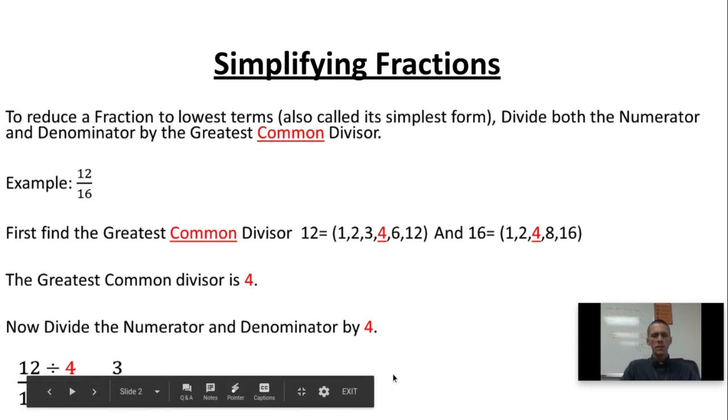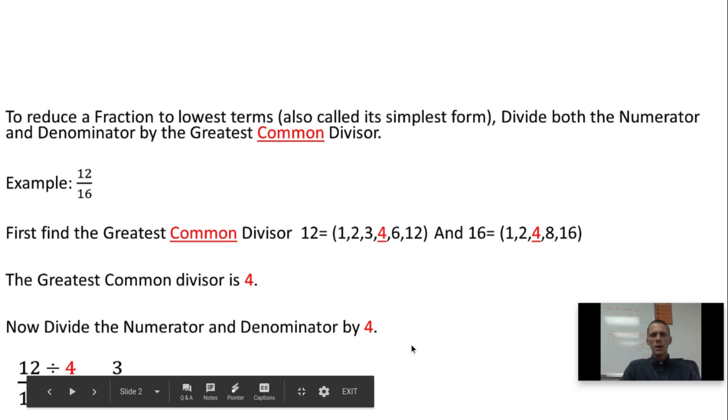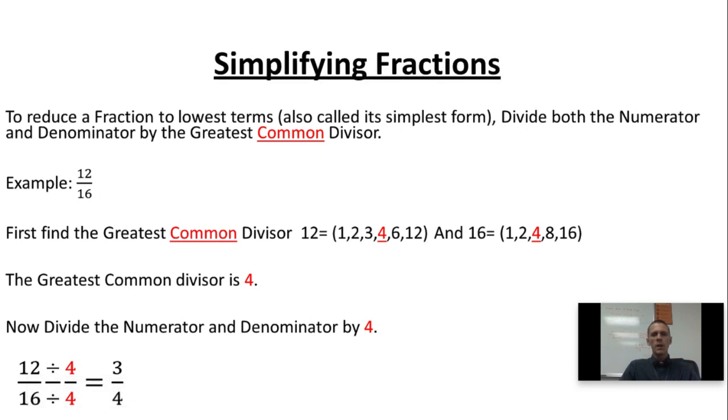Next is going to be converting an improper fraction to a mixed number. Now, when you simplify your fraction, take your top, 12, divide it by 4, and you get 3. Take your bottom, which is 16, also divide it by 4, and you get 4. So your simplified fraction goes from 12 over 16 to 3/4.